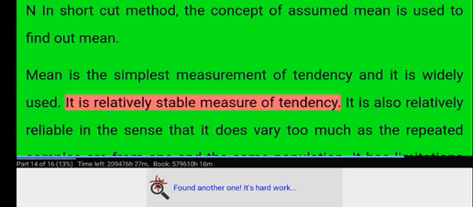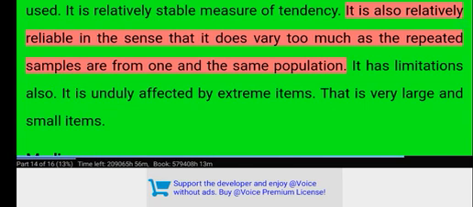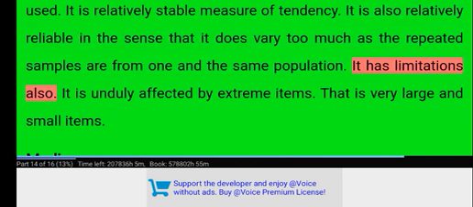Mean is the simplest measurement of tendency and it is widely used. It is a relatively stable measure of tendency. It is also relatively reliable in the sense that it does not vary too much as repeated samples are taken from one and the same population. It has limitations also. It is unduly affected by extreme items, that is very large and small items.